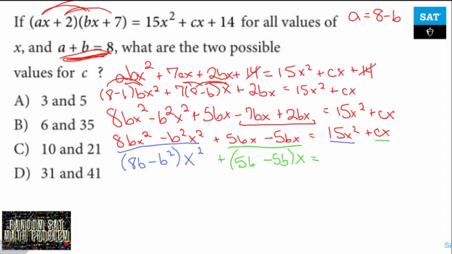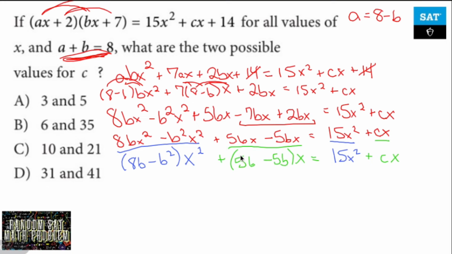Now, what I have on the right side is 15x squared and cx. So again, this is how I approached it. Maybe it's not the best way ever. Once I can find out b, and maybe I can find out b, I'm going to set these guys equal to each other.